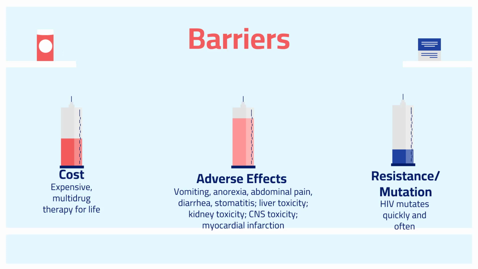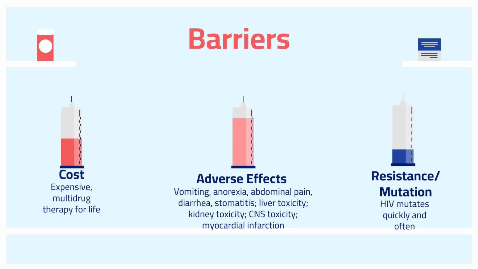HIV is able to mutate easily on its own, and having a patient who isn't able to adhere to the treatment regimen makes it even more challenging and allows for even more mutation to occur. The medications also have to be taken on a very strict schedule. And so things like having a regular schedule, having access to a clock, and understanding how to tell time, those are things that are really important for our patients and might be barriers for them to be successful.